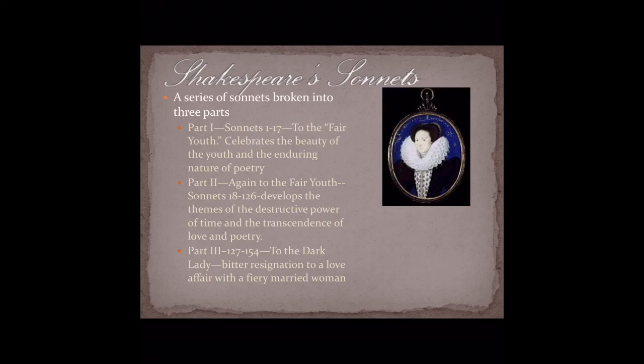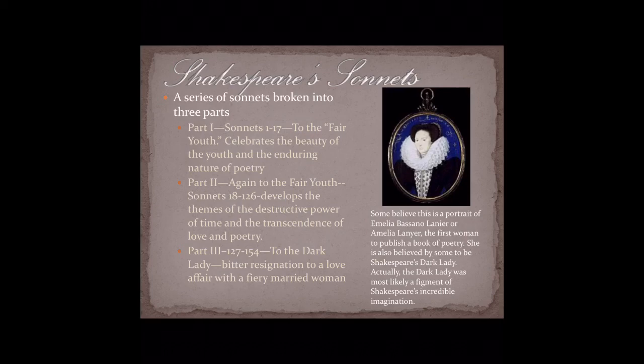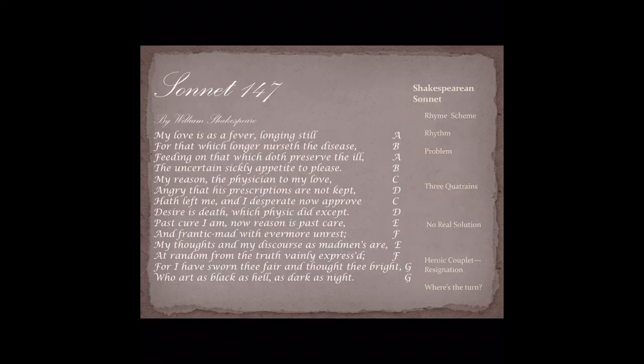In part 1, dedicated to the fair youth, celebrating the beauty of the youth and the enduring nature of poetry. Part 2 is again to the fair youth, where he's developing the themes of the destructive power of time and the transcendence of love and poetry. And the final to the Dark Lady. Take a minute and stop the video to read Sonnet 147.